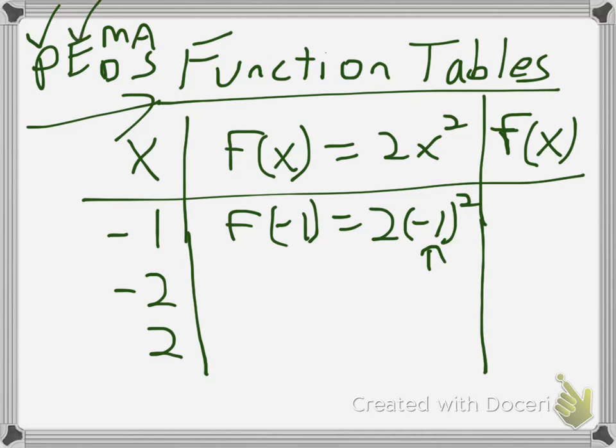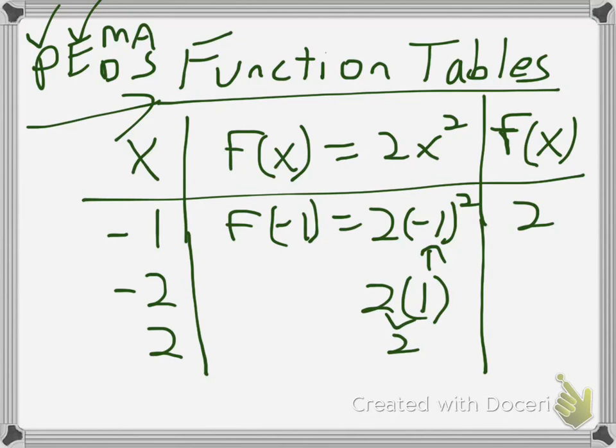Next is exponents. So I'm going to square the -1. So I'm thinking -1 times -1, which is a positive 1. I bring that down, and now it's 2 parentheses 1, which means 2 times 1, and 2 times 1 is just 2. So that first ordered pair is going to be -1, 2.